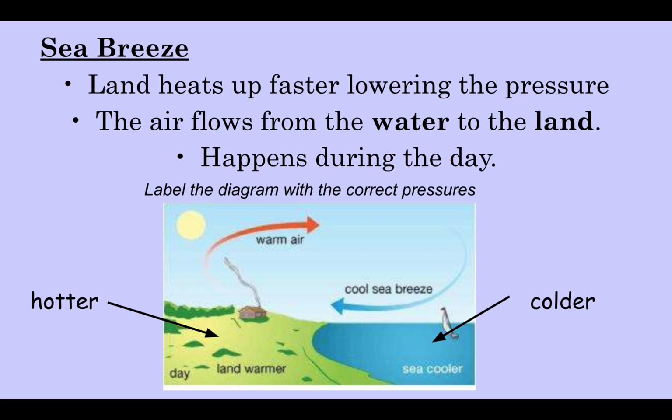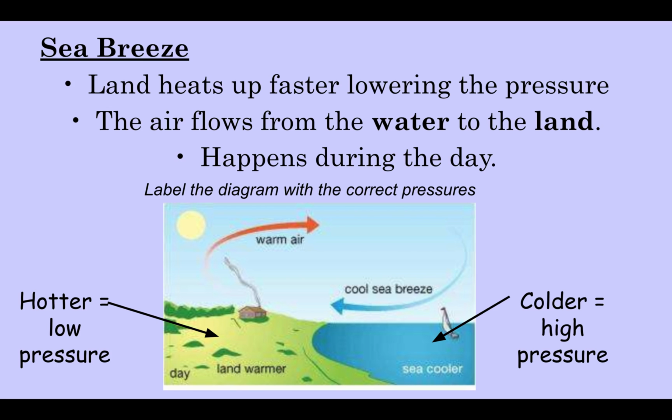We know from previous lessons that hotter temperatures mean lower air pressure, and colder temperature means higher air pressure. You can think back to the hot air balloon example, or to when that man put balloons in liquid nitrogen. Hotter temperature means lower air pressure. Colder temperature, higher pressure. So we can label our diagram with the land having low pressure and the water having high air pressure.